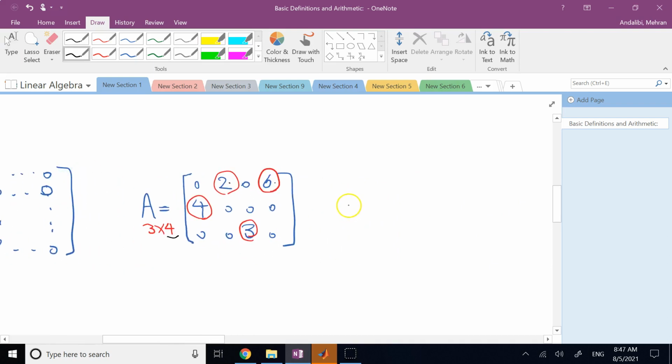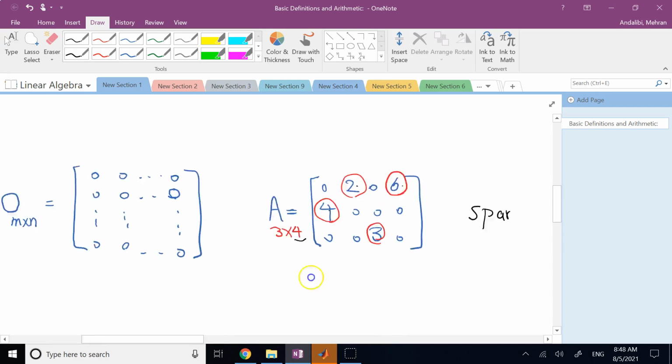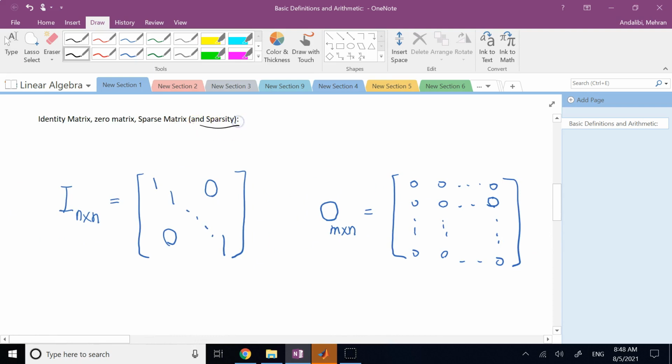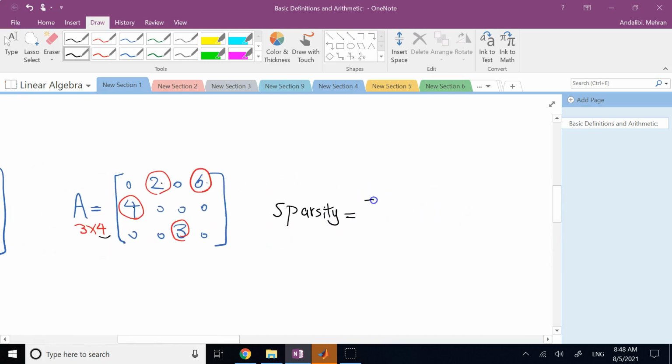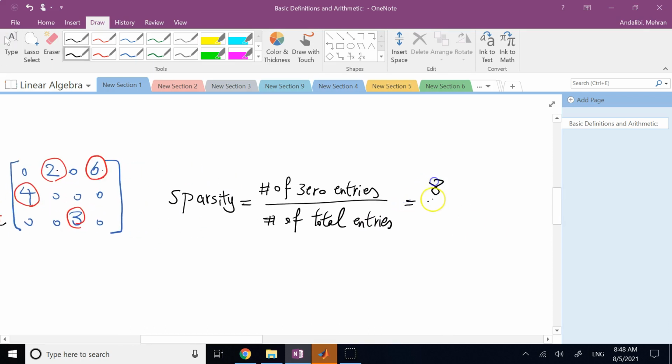And we also have a definition called sparsity. So sparsity, which is basically, as you can see, it means sparseness, how much sparse it is. Sparsity is basically the number of zero entries to the number of total entries. So for example, for this matrix, which has 12 elements, you see 8 of them are 0, and it has 12, so it's going to be 8 divided by 12. And if you want, you can multiply it by a percentage. So it's like 67% sparse, okay?